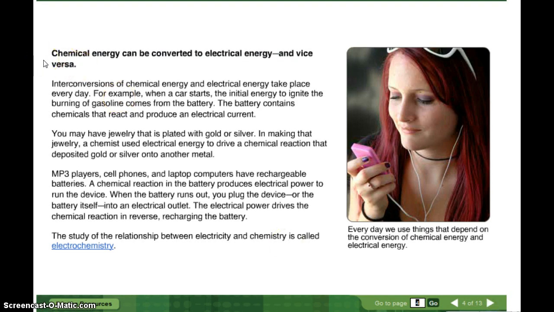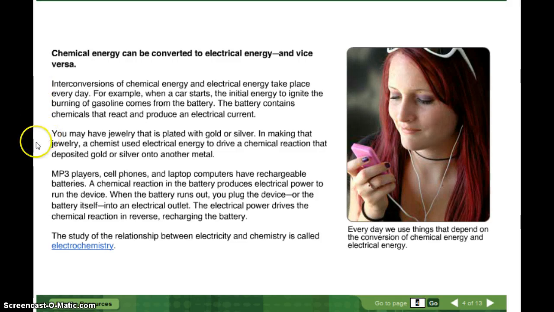Chemical energy can be converted to electrical energy, and vice versa. Interconversions of chemical energy and electrical energy take place every day. For example, when a car starts, the initial energy to ignite the burning of gasoline comes from the battery. The battery contains chemicals that react and produce an electrical current.